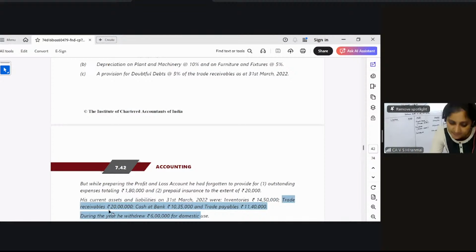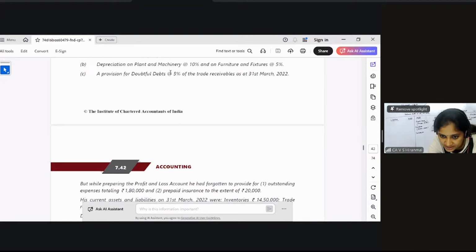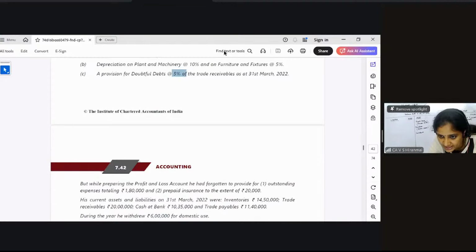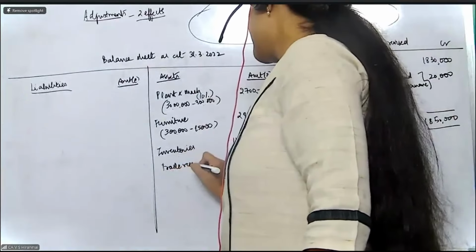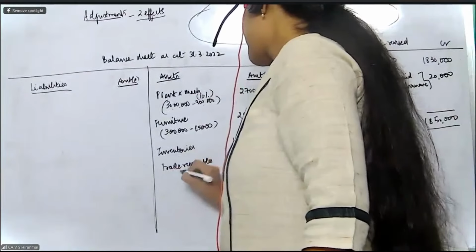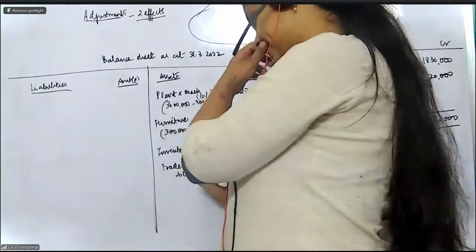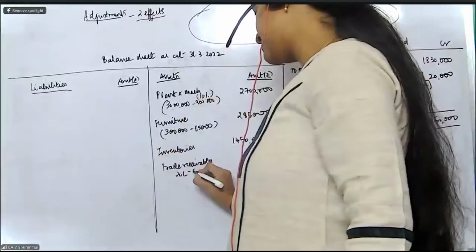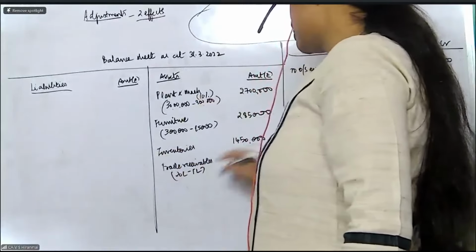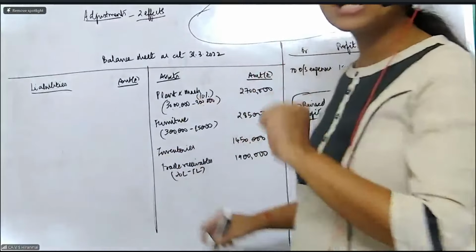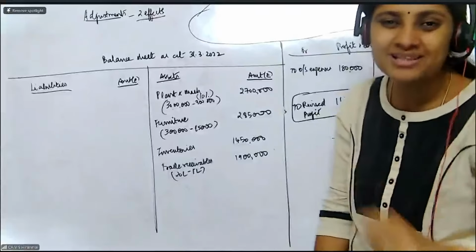All of you please see, what is the trade receivables balance? It is 20 lakhs. But here 5% I should maintain. So all of you please see, trade receivables will be 20 lakhs minus 5 percentage, which is 1 lakh. So 19 lakhs will be the value. Why, madam, 1 lakh? 5 percentage is the provision. It is given to me in the question.